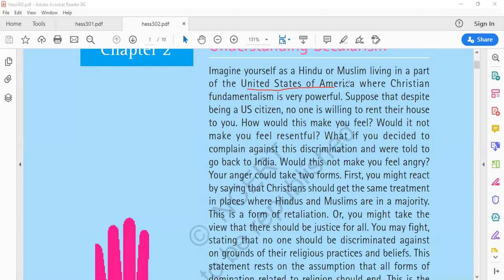Imagine yourself in the USA, where Christian fundamentalism is very, very powerful. Suppose you are a citizen of the United States, not an Indian citizen. You are a US citizen, okay, but when you go to houses asking for rent, you are not given rent.